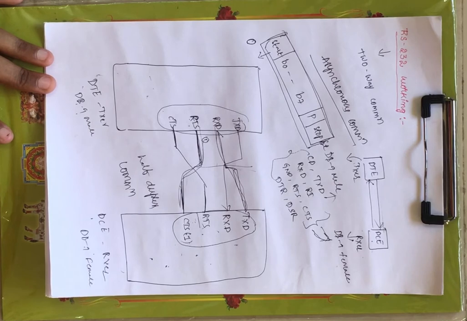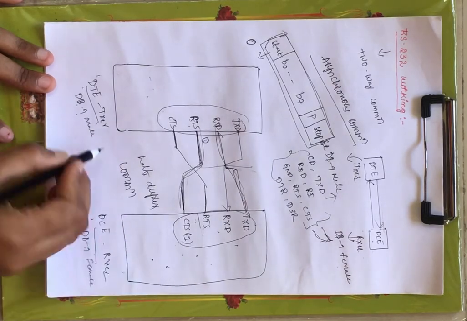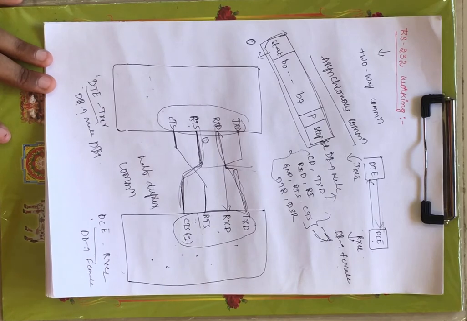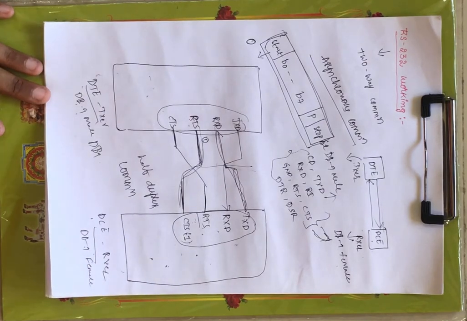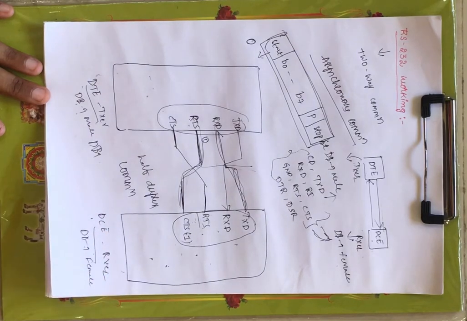Now here the RS-232. What is RS-232? Recommended Standard 232, a serial communication protocol. This determines the communication between your DTE and DCE using the DB9 male connector and DB9 female connector. Now this RS-232 determines the communication between your DTE and DCE using DB9 and DB25 connectors.